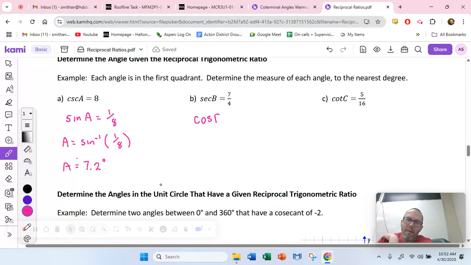Somebody who hasn't helped out yet today. If the secant of angle B is 7 over 4, what's the cosine of B equal to? Okay, Ryan. 4 over 7. We're just flipping numbers around. And then calculator work.